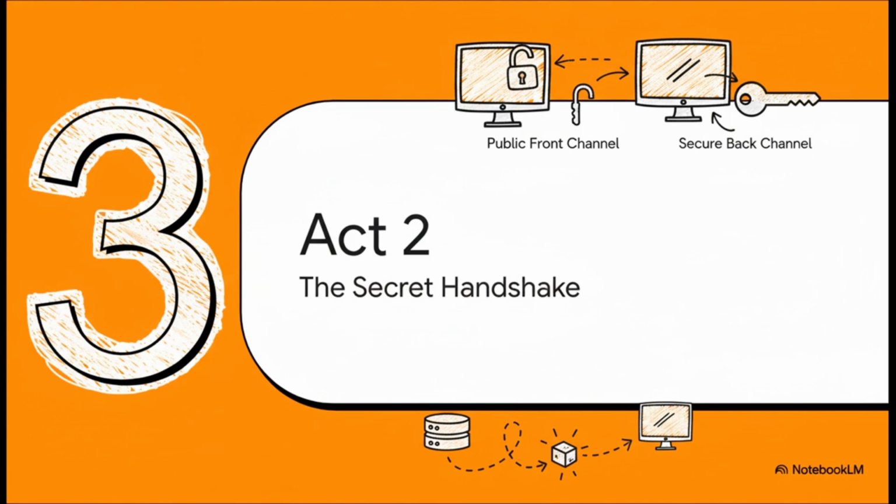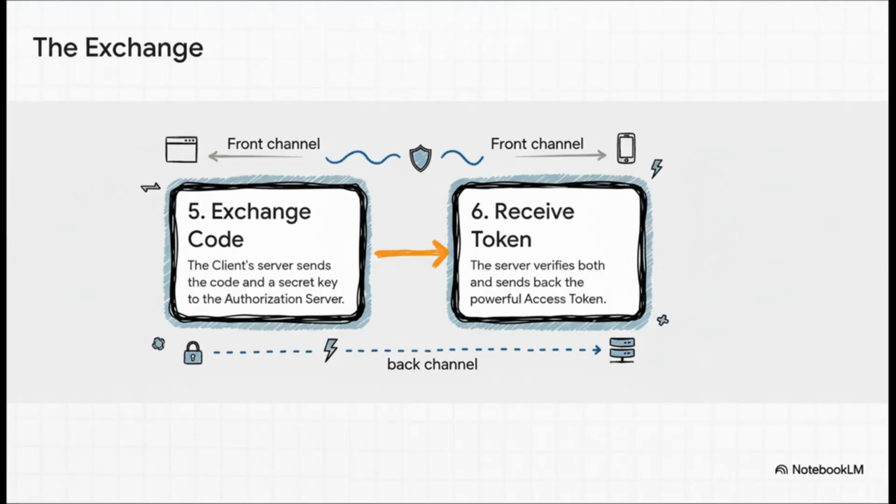Okay, so let's move behind the curtain and onto that back channel. This is where the real security magic of OAuth 2.0 really comes to life. So completely hidden from your view, the client server takes that temporary code it got from your browser. It then opens a direct, private, server-to-server connection to Google's authorization server. It says, hey, here's that code the user just gave me, and to prove it's really me, here's my secret key.